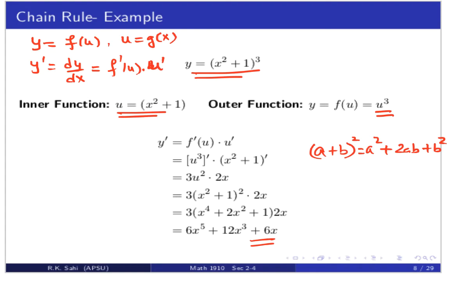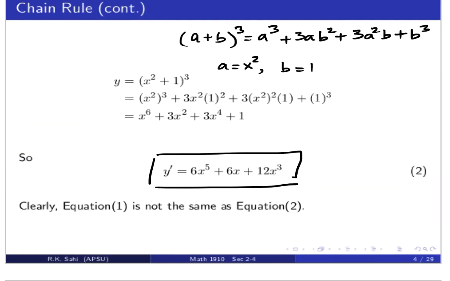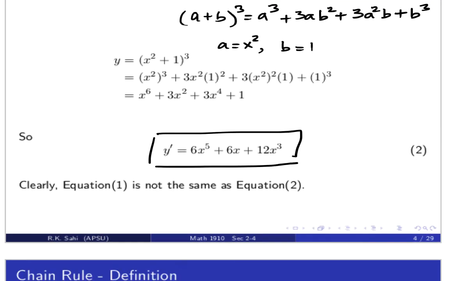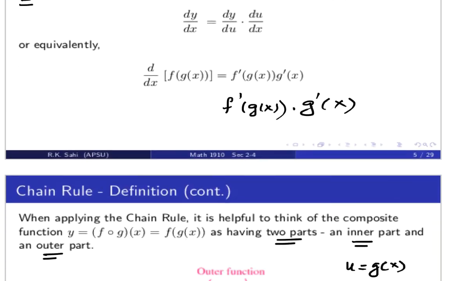So let's see this one here. That's what we had. This was by opening up the whole x squared plus 1 to the power 3, that is, applying the cubic formula and then taking the derivative. The other one was simply applying the chain rule formula. Okay.